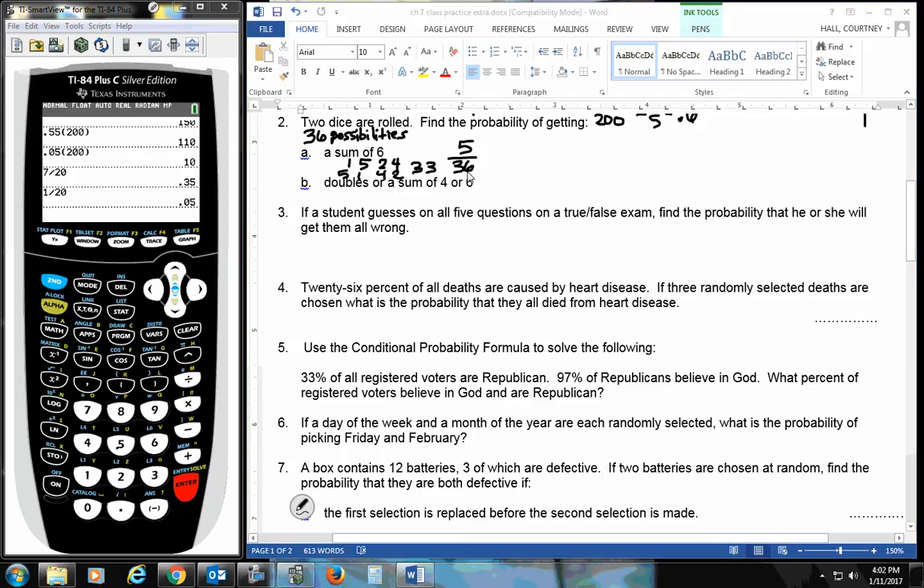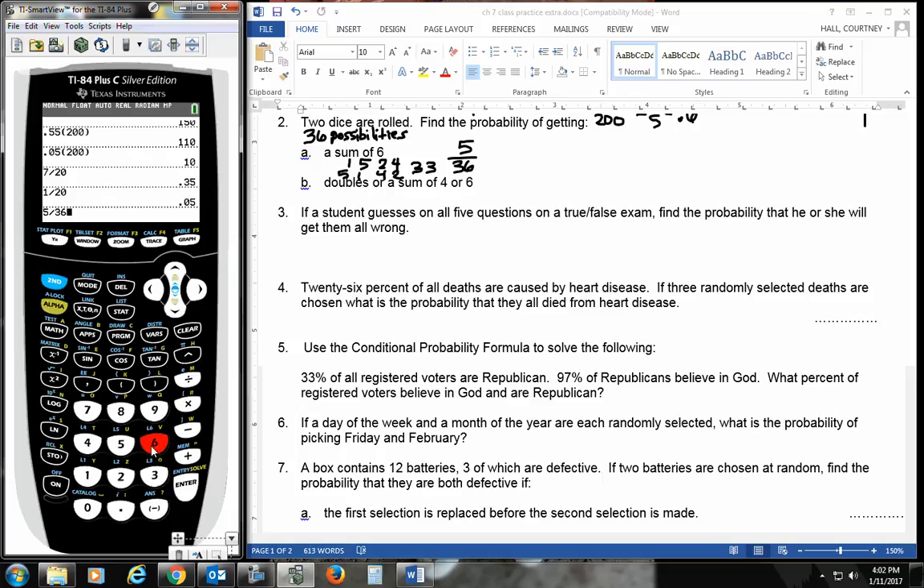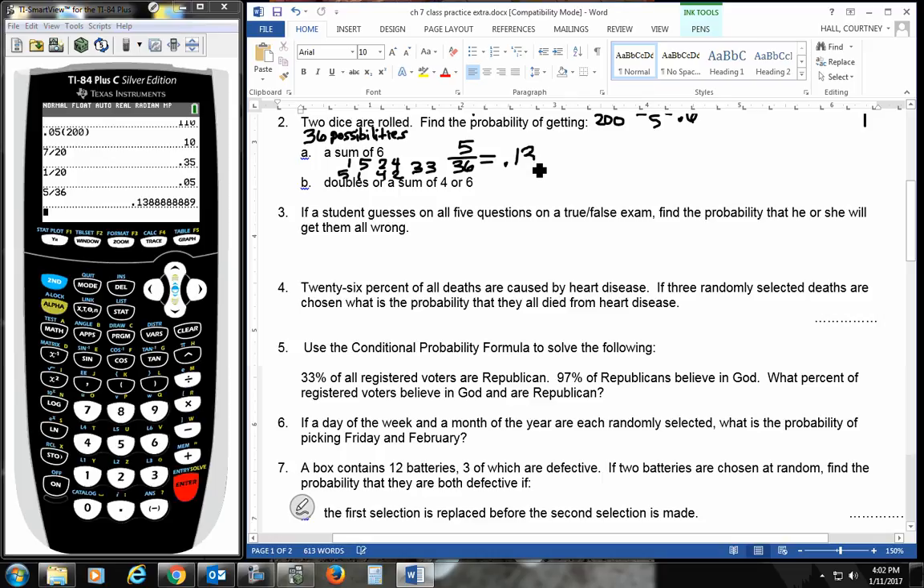If I want the decimal answer, 5 out of 36 is 0.1389, which would be about 14%, or I'd prefer you to stay with the decimal places, so I'd say about 13.89%. Okay. Part B, we want the probability of getting doubles or a sum of 4 or 6.